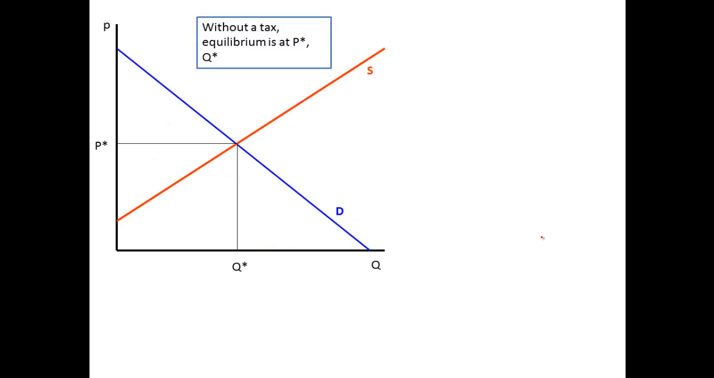All right, well, let's start with a situation without a tax. With no tax, the equilibrium occurs at this intersection of supply and demand. Again, quantity is Q star, price is P star. One characteristic of the equilibrium is that it occurs at the quantity where the price on the demand curve equals the price on the supply curve. So there's no wedge between those two.